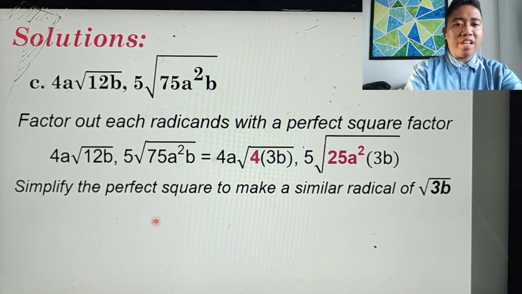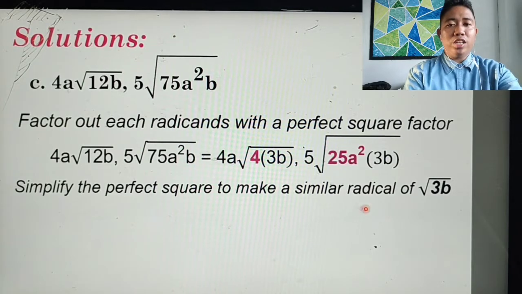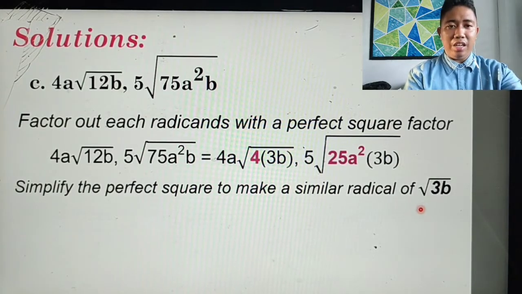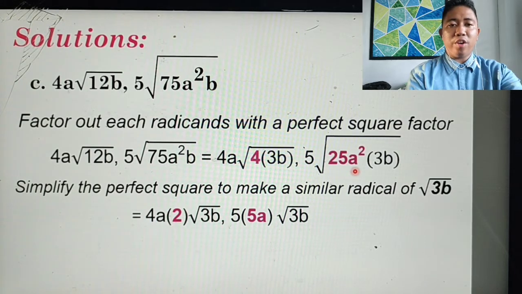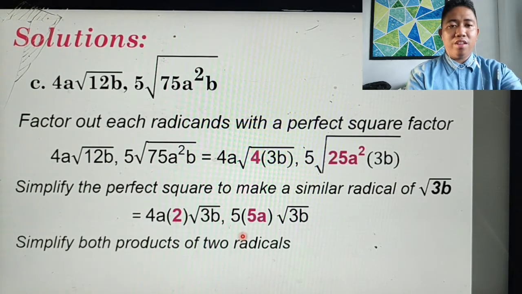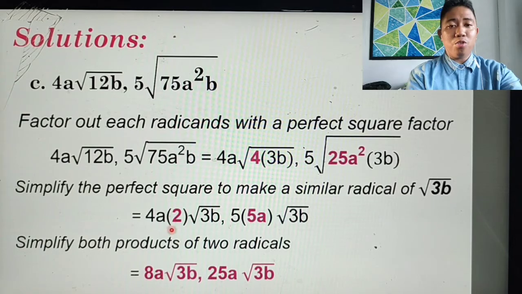We will simplify the perfect squares to make similar radicals, which is the square root of 3b. We get the square root of 4, which is 2, and the square root of 25a squared, which is 5a. Then we simplify the products of each of the two radicals. 4a times 2 becomes 8a, and 5 times 5a is 25a, times the square root of 3b. And that is our final answer.